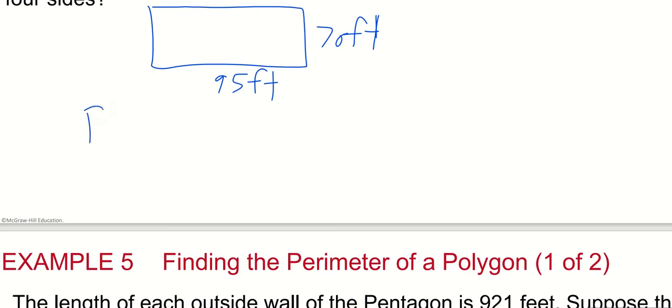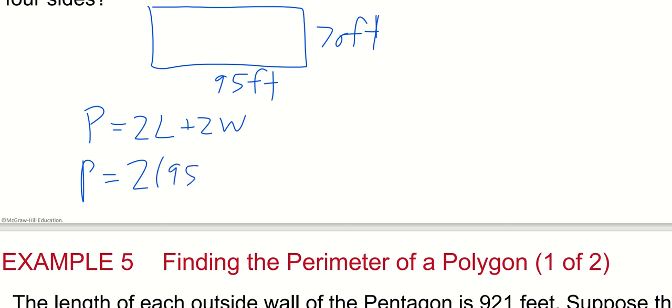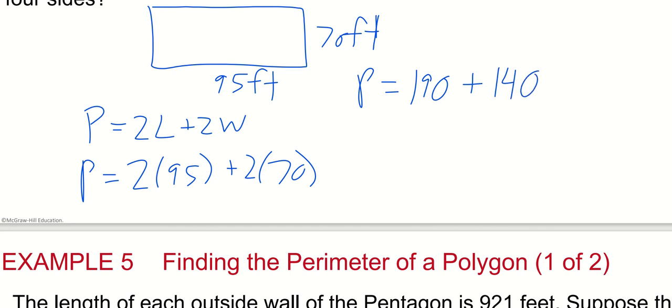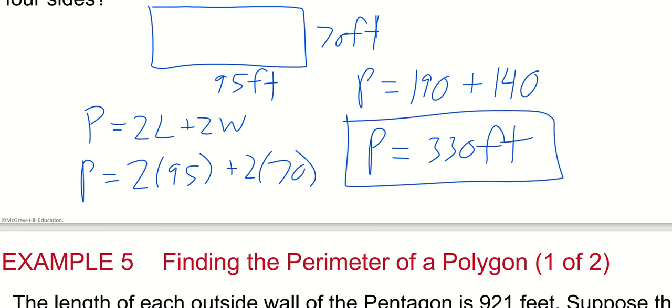It's a rectangle, so we know the formula for the perimeter of a rectangle. It's 2L plus 2W. That's going to be 2 times 95 plus 2 times 70. 2 times 95 is going to be 190. 2 times 70 is 140. And if we add those together, we should get 330. It's a linear distance, so that's going to be in feet. So the perimeter is equal to 330 feet.